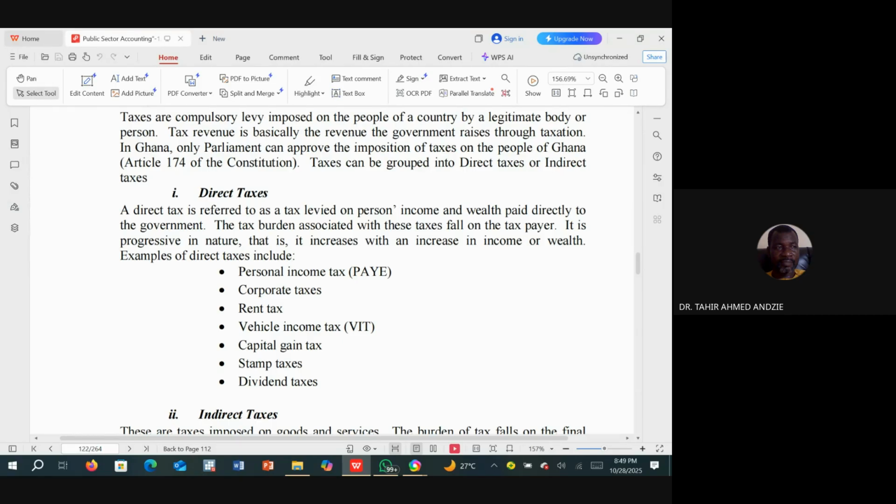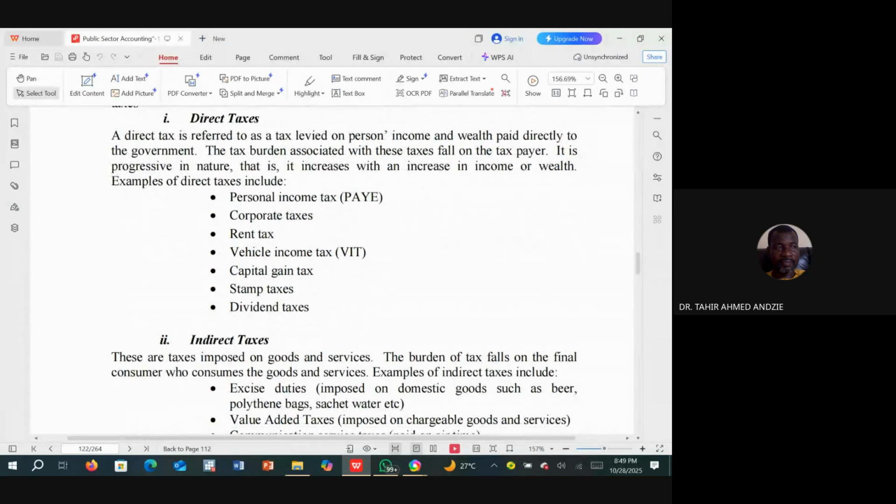That is, we're talking of the burden, the tax burden, the incidence of the tax. The tax burden rests actually on the taxpayer, right? Examples of direct tax include the personal income tax. This we call pay as you earn. You know more information about that. Pay as you earn. Those of us working, we are paying income tax, and that is what we call pay as you earn. If you're a teacher, you are also paying that income tax.